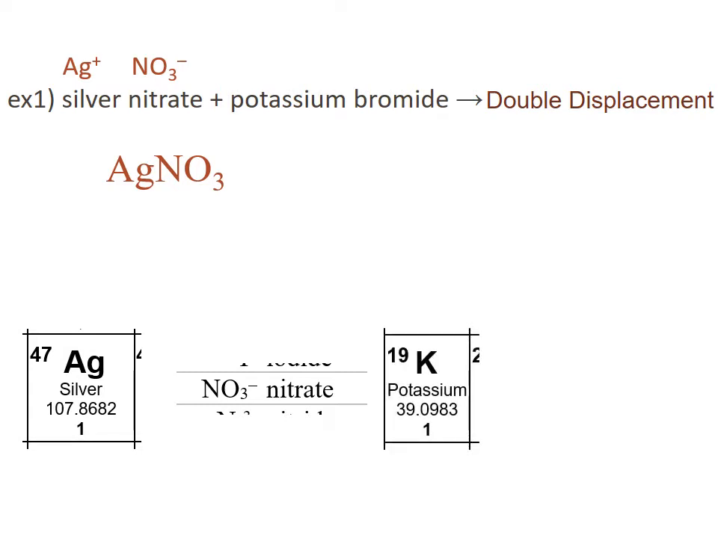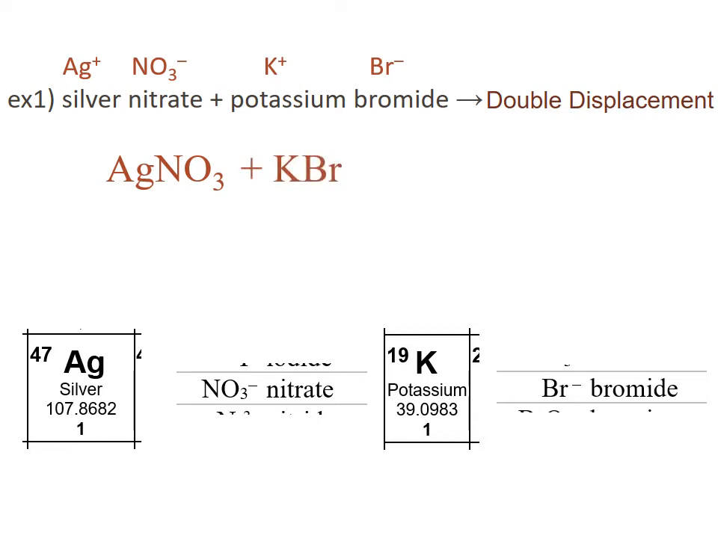Potassium, number 19 on the periodic table, takes a +1 charge. So over top of potassium, I will write K+. And bromide, again, it's on our negative list. So I'll write Br- over top of bromide. Lowest common charge is 1, so I need 1 potassium to give me a +1. I need 1 bromide to give me a -1 charge.